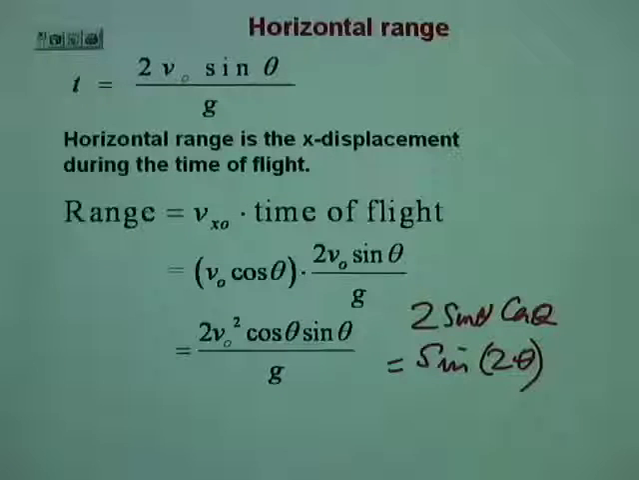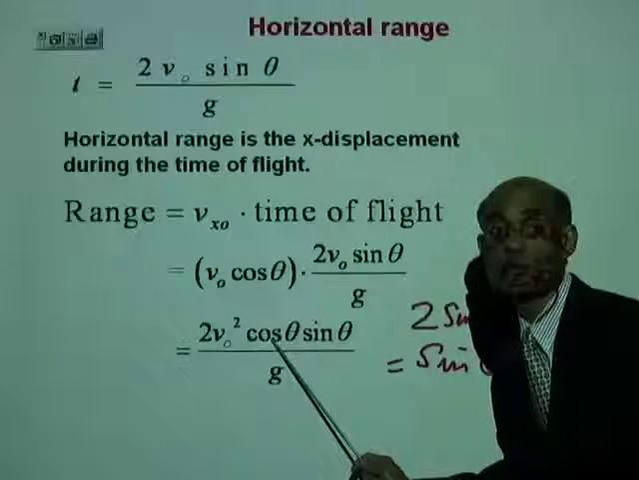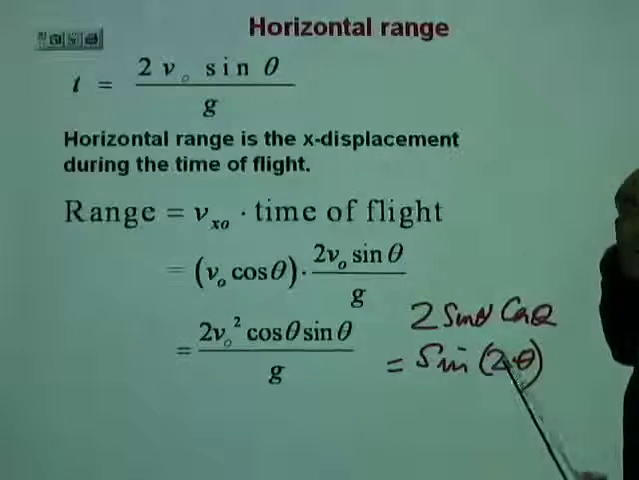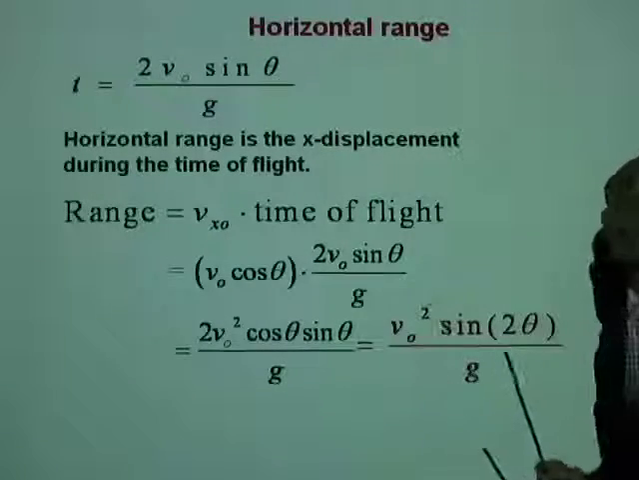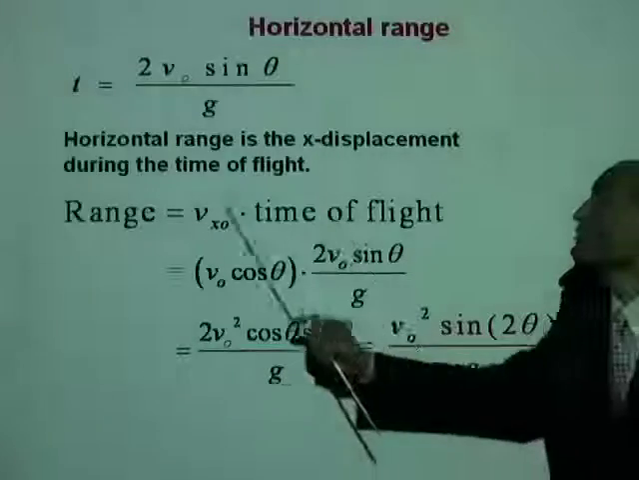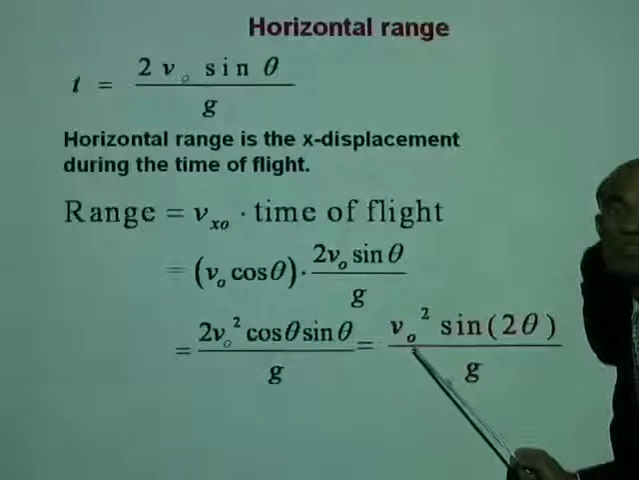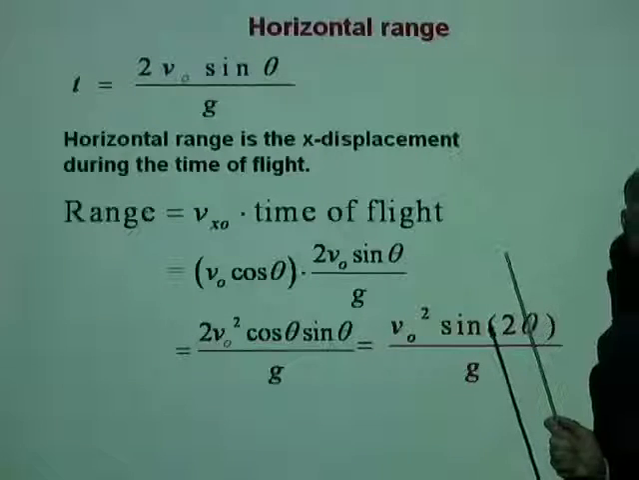Sine of 2 theta. So we can now replace 2 sin theta cos theta by sine of 2 theta, and so the equation for the horizontal range of a projectile is range equal to V0 squared sine of 2 theta over g.